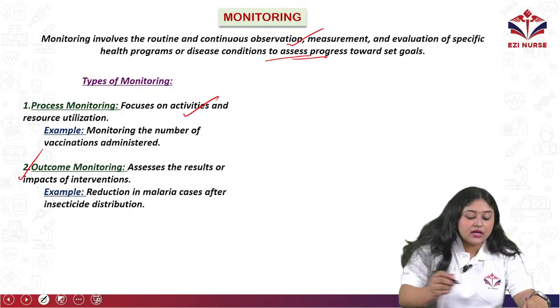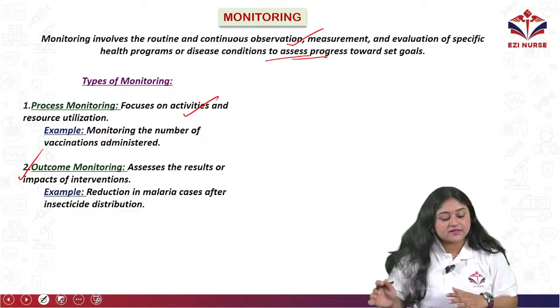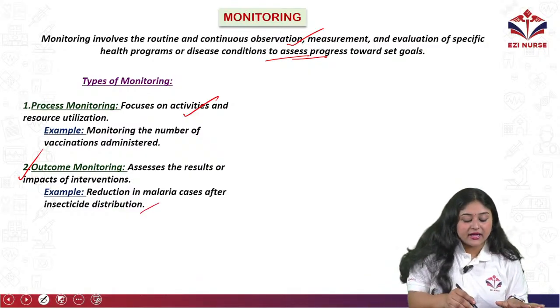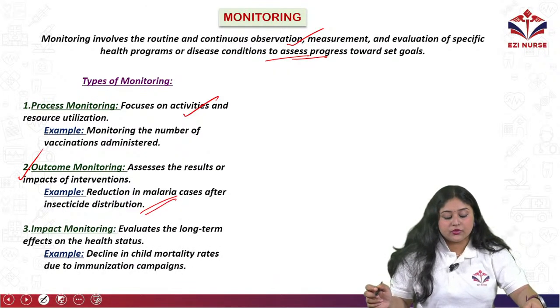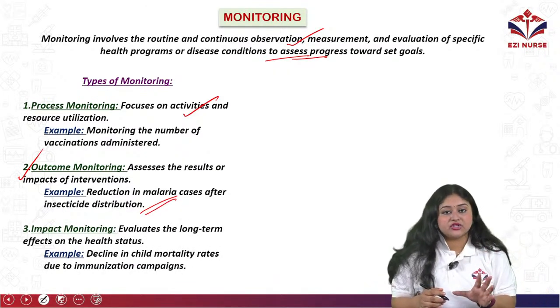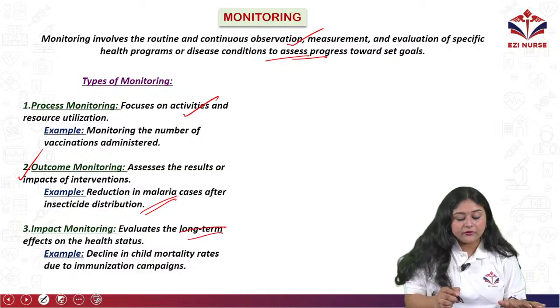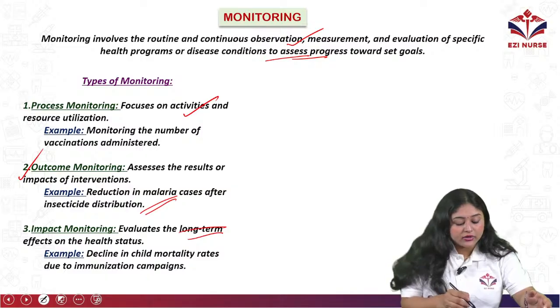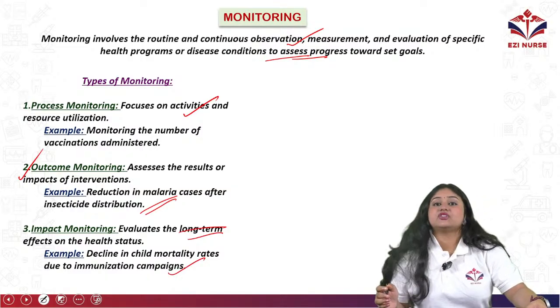Next one is outcome monitoring. It mainly assesses the results or impact of the intervention. As an example, reduction of malaria cases after insecticide distribution. Next one is impact monitoring. They are mainly evaluating the long-term effect on the health status. As an example, decline in the child mortality rates due to the immunization campaigns.